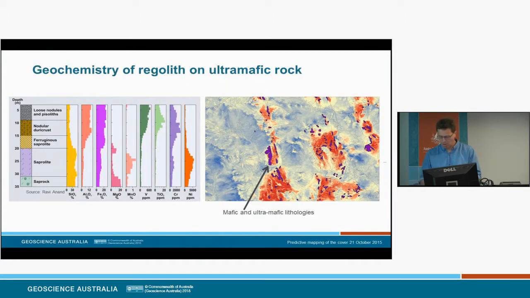And this shows an example here. Some work by Ravi and Ann. These are your ironstone gravels, your sort of ferruginous upper part of the weathered profile. And this through here is your chrome. And you can see that it's scavenged by the iron oxides and probably sits there as chromite, which is fairly immobile.